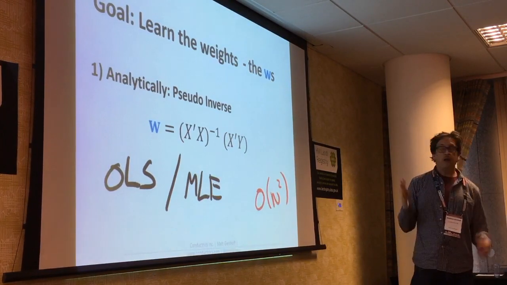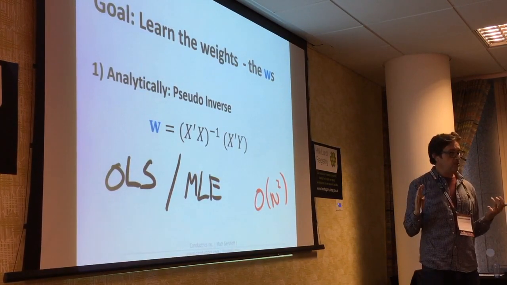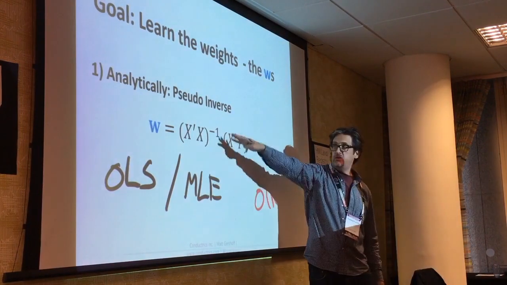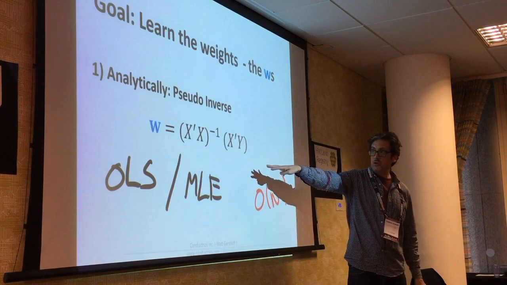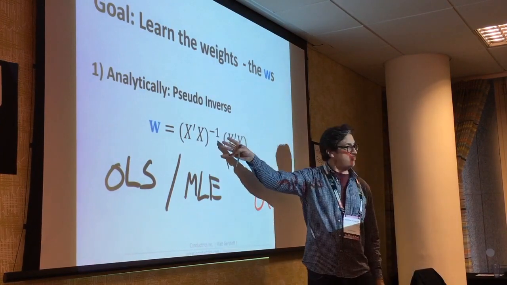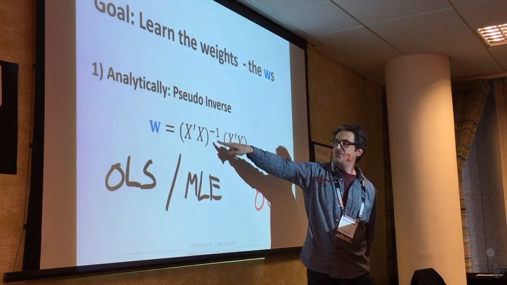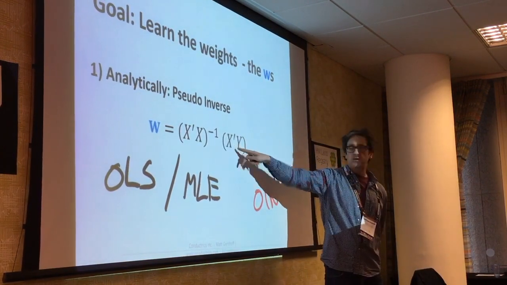So the goal is, how do you go about learning the weights? There's a couple of ways. One is analytically, with a little matrix algebra. This is the pseudo inverse, the Moore-Penrose left inverse. Looking at the statistician guy, you said you're the stats guy. Anyway, this is the way you would solve it analytically.